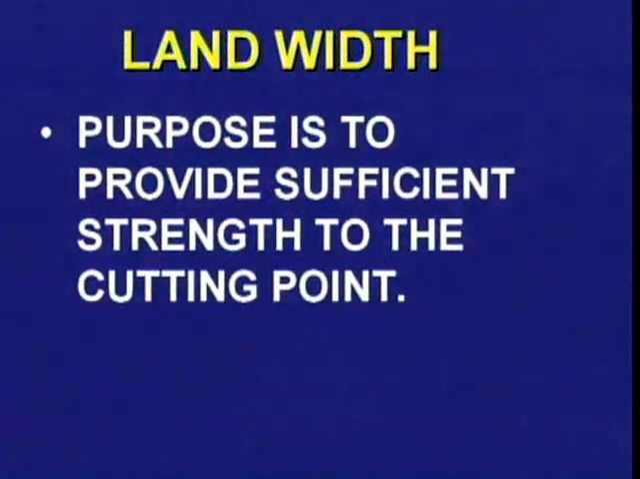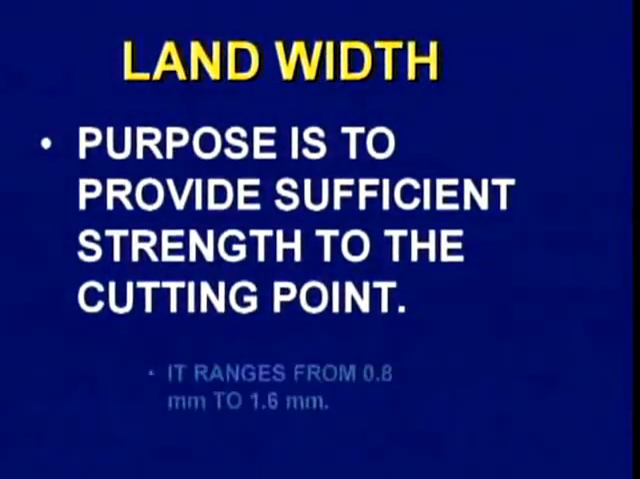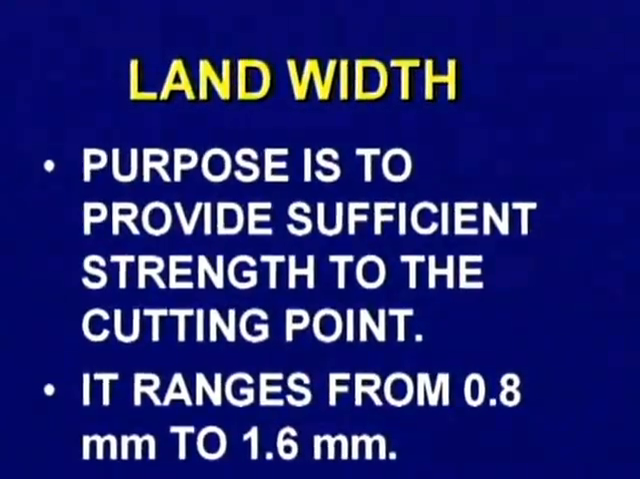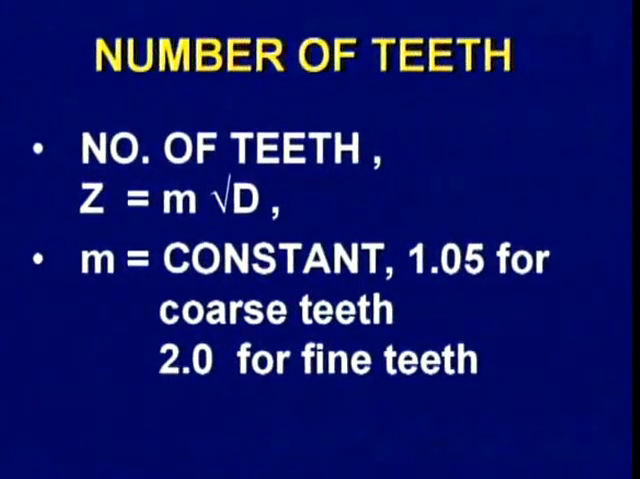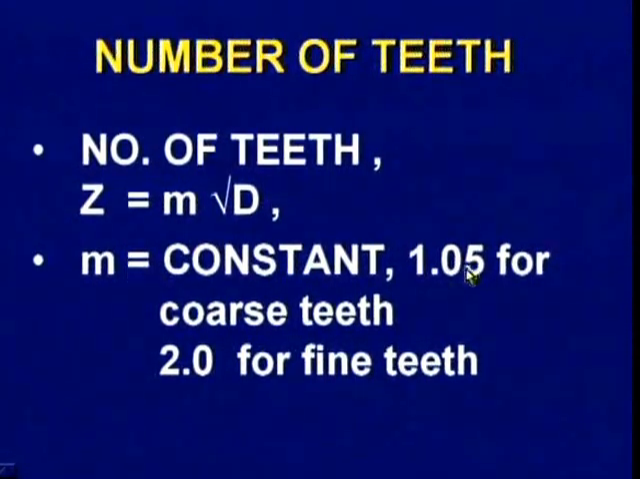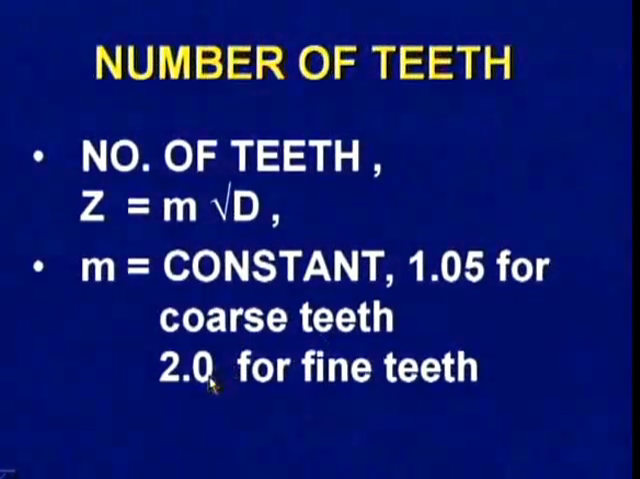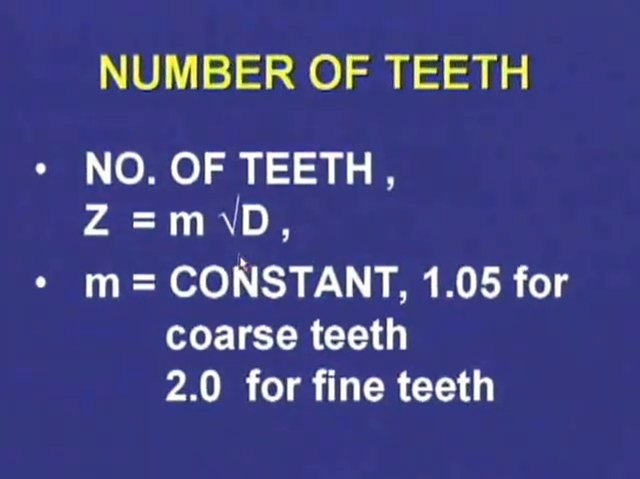The other thing is land width. The purpose is to provide sufficient strength to the cutting point, and it ranges from 0.8 mm to 1.6 mm. And also the number of teeth, because every milling cutter has a number of teeth, and it has a specific relation. Z is given by M times square root of capital D. M is a constant, 1.05 for coarse teeth and 2 for fine teeth, and capital D is the diameter of the cutter.